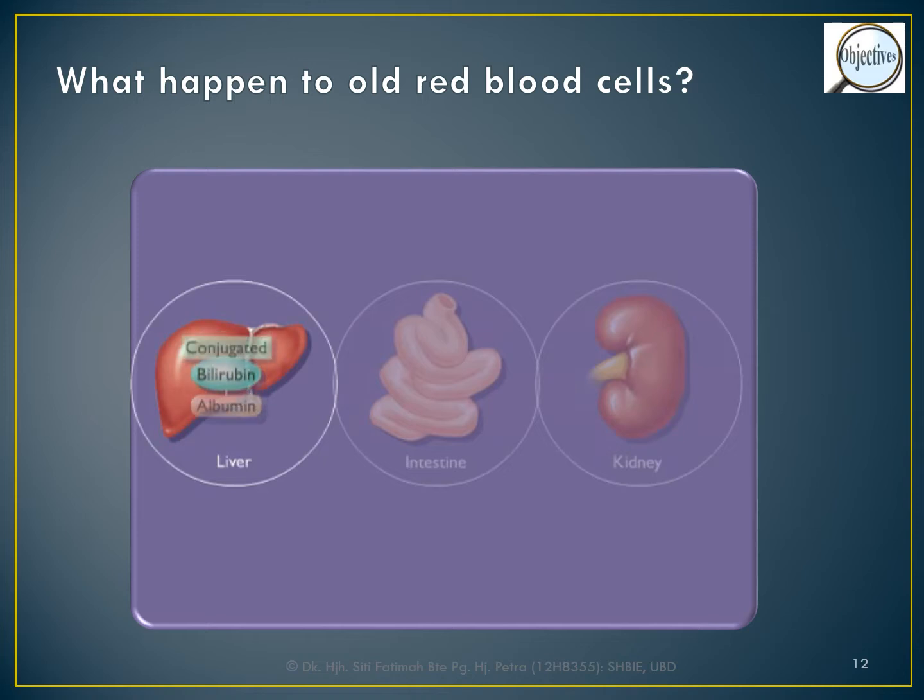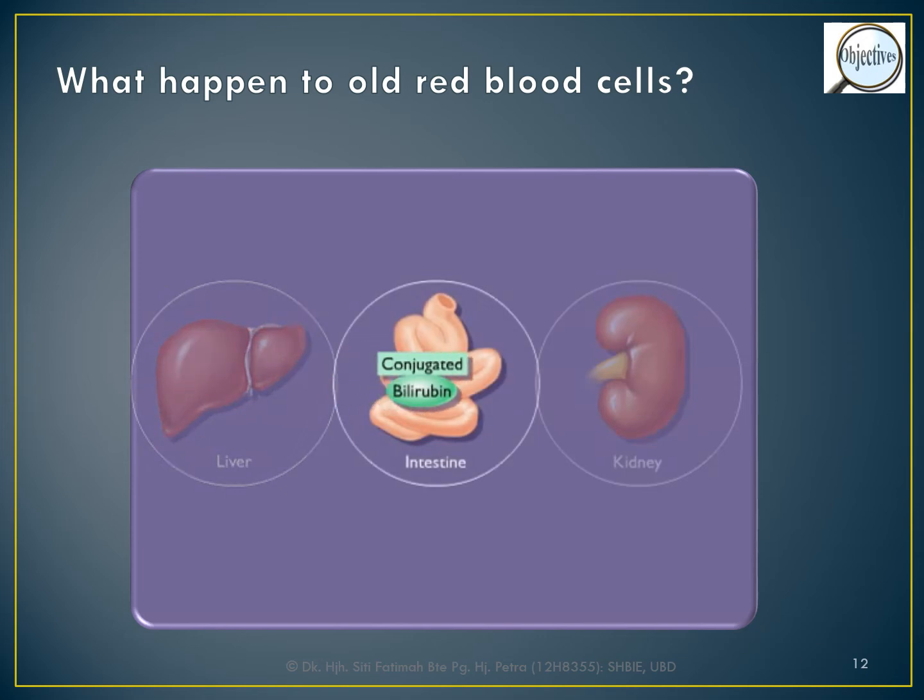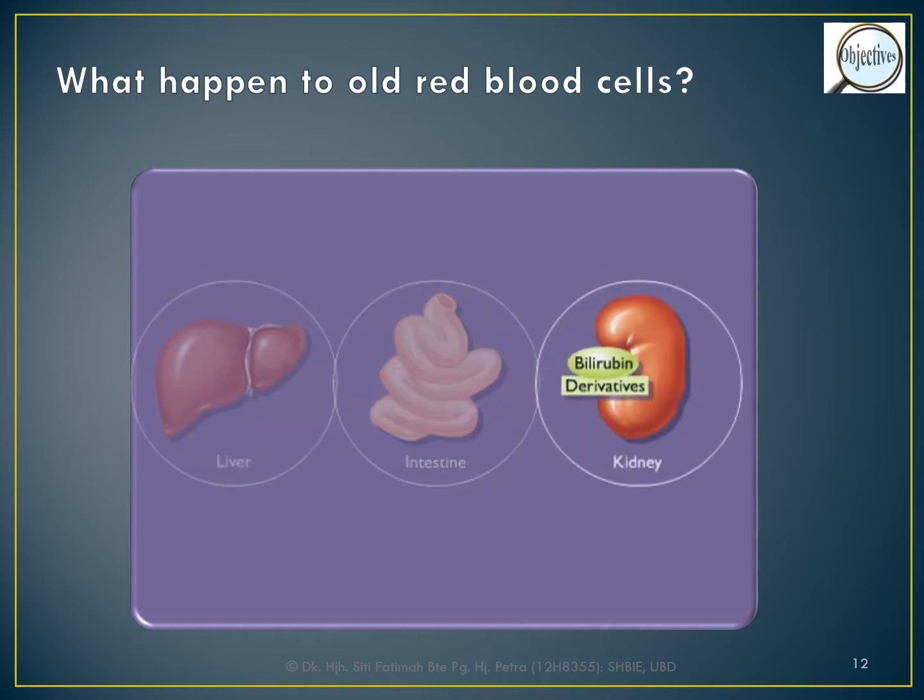Liver cells make conjugated bilirubin, which is excreted as part of the bile into the small intestine. Intestinal bacteria convert bilirubin into bilirubin derivatives, which contribute to the color of feces. Some of the bilirubin derivatives are absorbed into the blood and excreted from the kidneys in the urine.